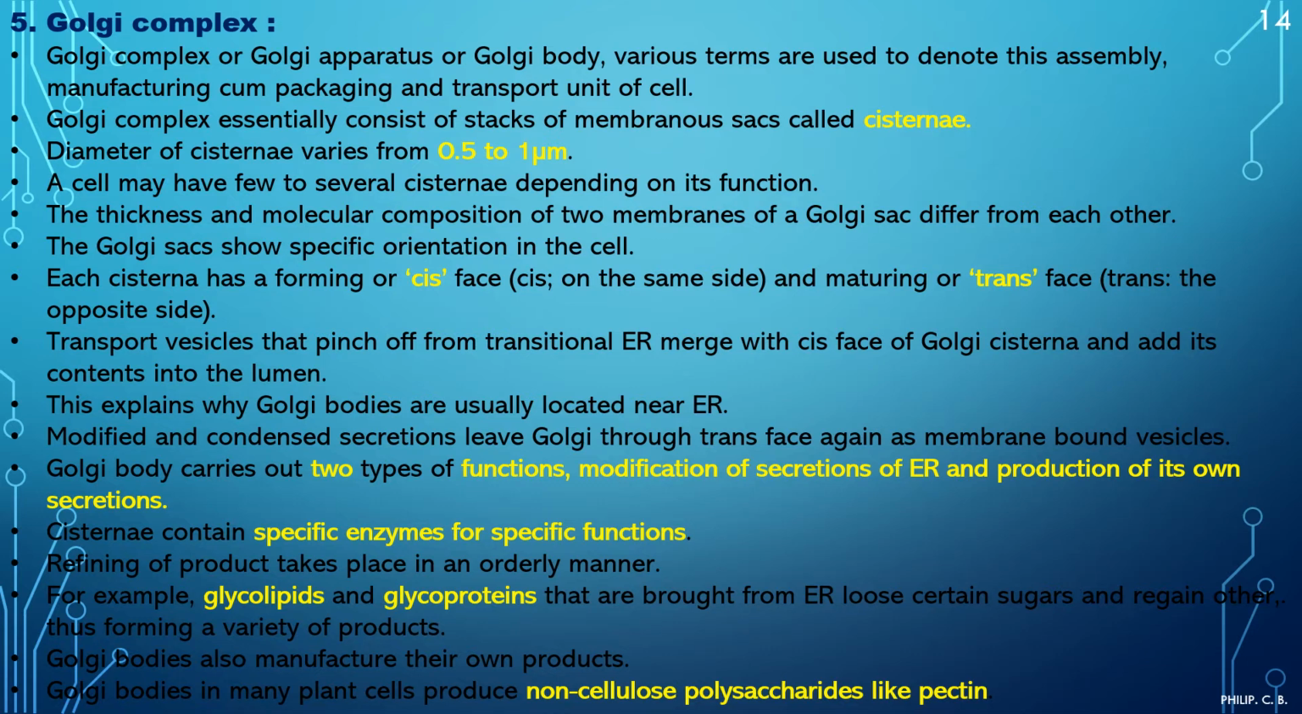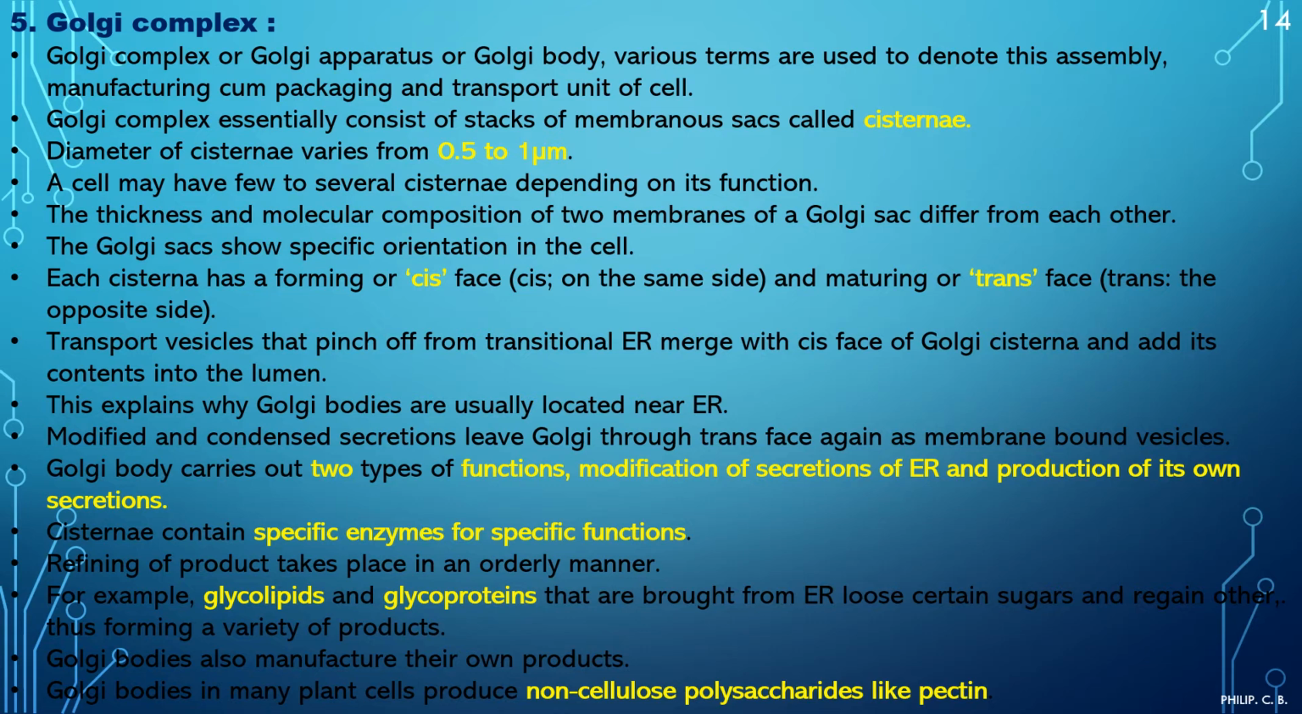Just now on the previous slide you saw how the transitional endoplasmic reticulum vesicles get transported from the ER towards the Golgi body, and you can see that transport vesicle coming towards the Golgi apparatus, and then the contents are added to the lumen of the Golgi body. So this explains why Golgi bodies are usually located near the endoplasmic reticulum. Modified and condensed secretions leave the Golgi through the trans face again as membrane-bound vesicles.